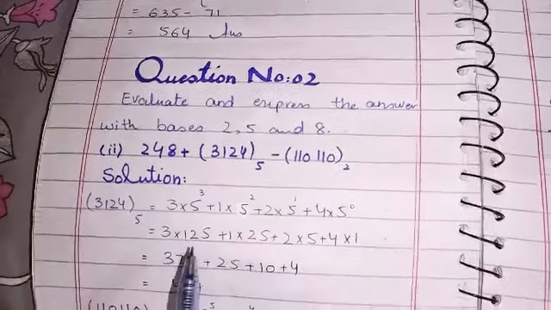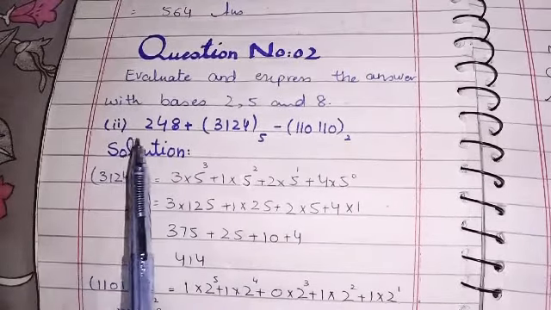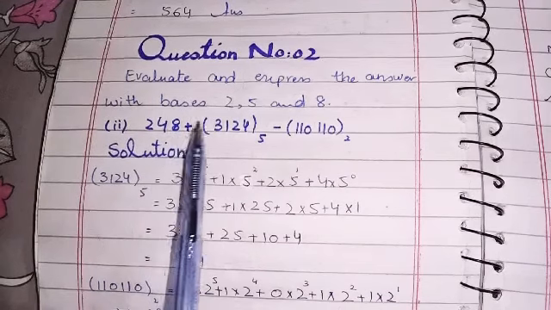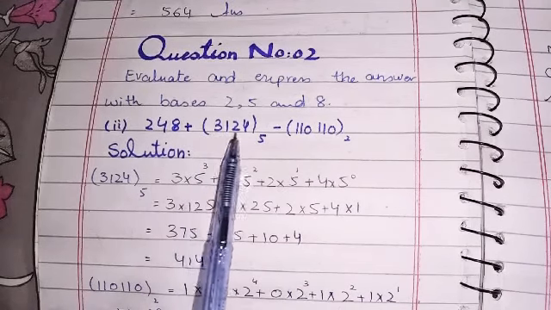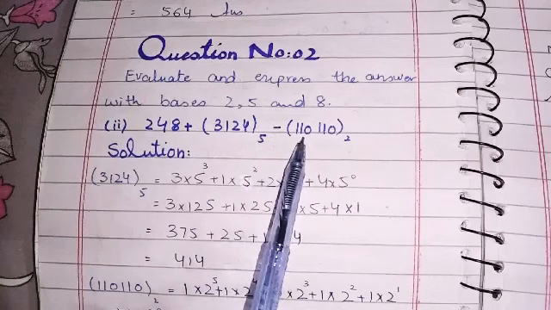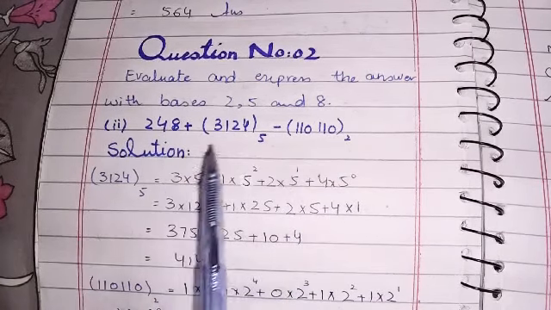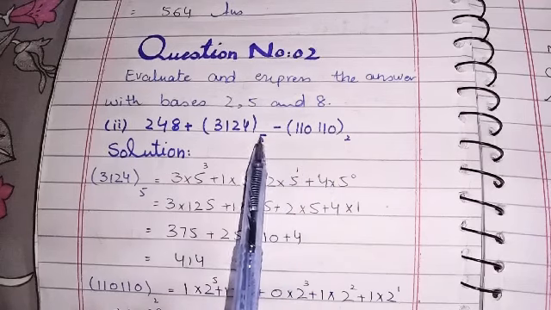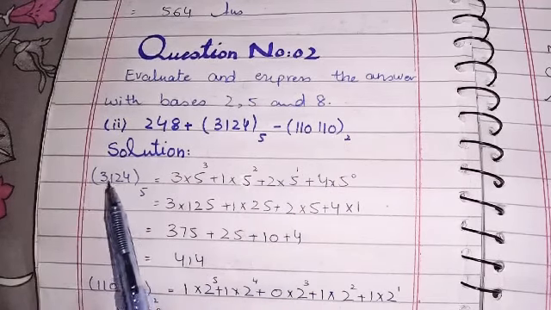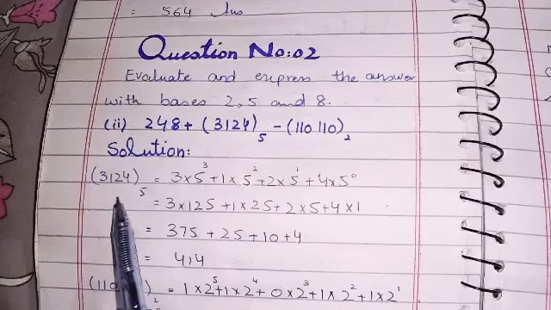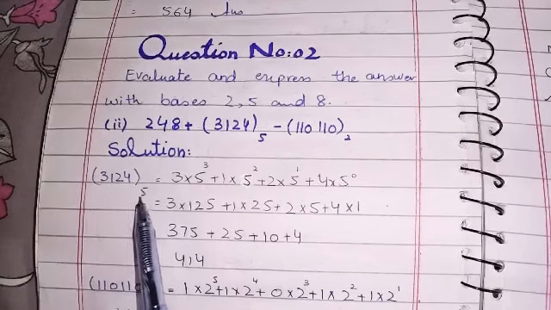Now students, let's start our solution with part 2. 248 plus, within brackets, we have 3124 with base 5 minus, within brackets, we have 110 with base 2. Now students, firstly we will convert these two base numbers into the decimal number system, starting from 3124 with base 5. Firstly we will multiply all the digits with its base.